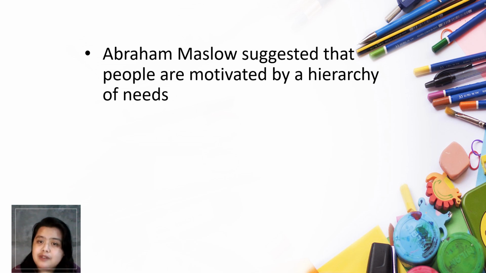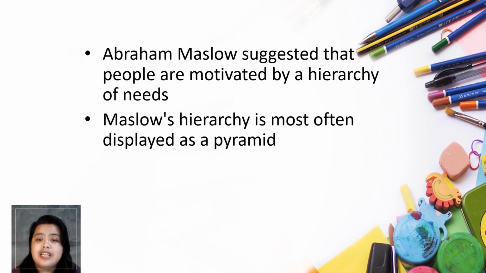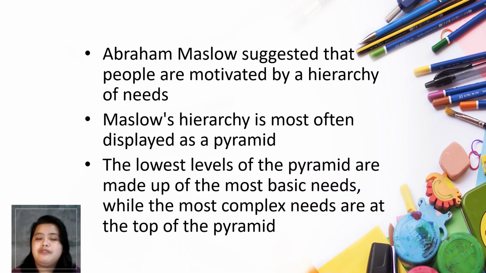So Abraham Maslow suggested that people are motivated by a hierarchy of needs. Maslow's hierarchy is most often displayed as a pyramid. I know you're familiar with this. Okay, the lowest level of the pyramid are made up of the most basic needs, while the most complex needs are at the top of the pyramid.